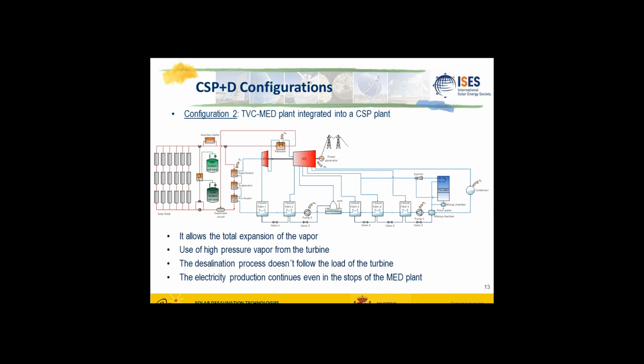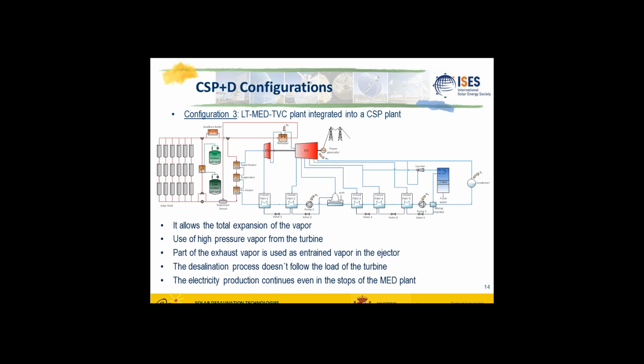So the advantage of thermocompression is that we increase the thermal performance of the plant, but obviously at the cost of using, as the thermal energy that drives the process, not low temperature steam at 70 degrees, but the high pressure or medium pressure steam that we introduce into the thermal compressor.